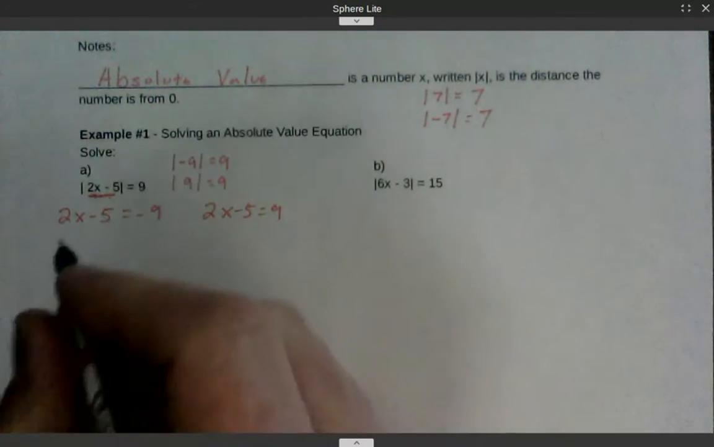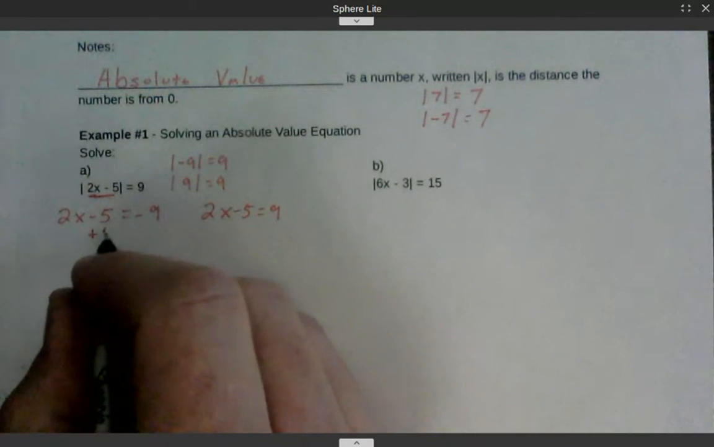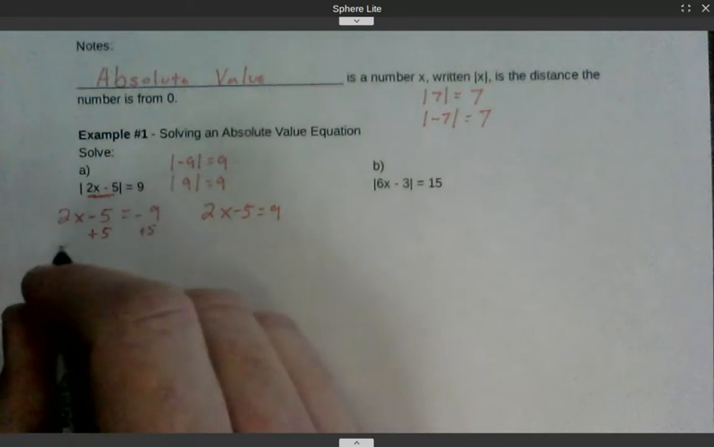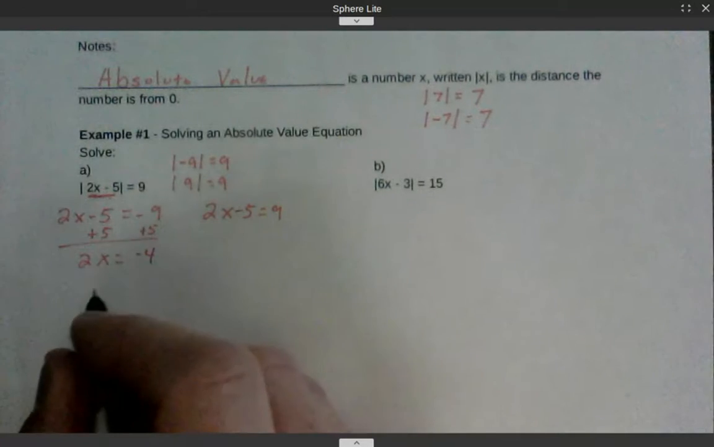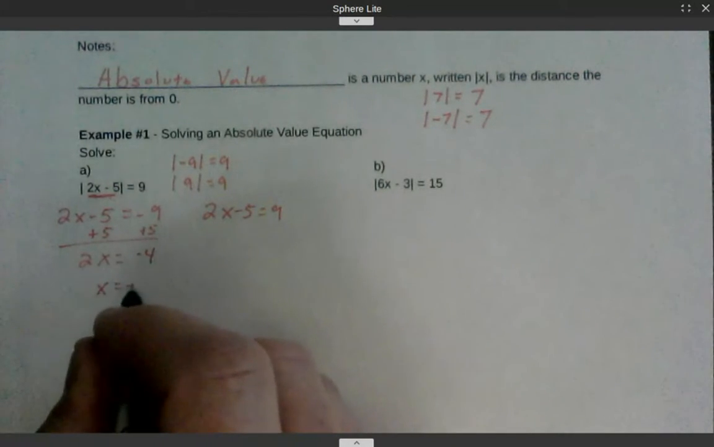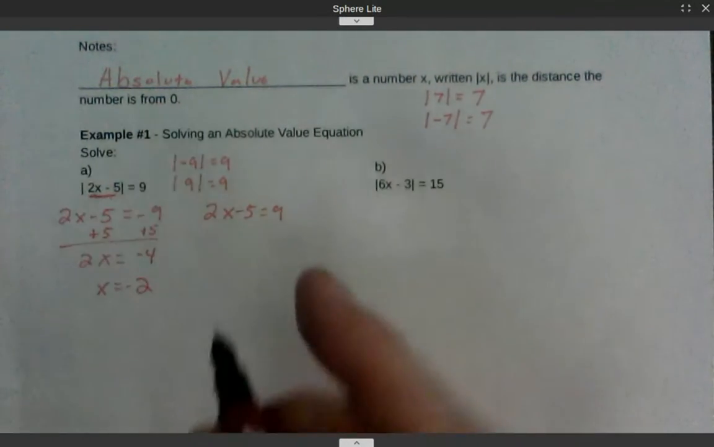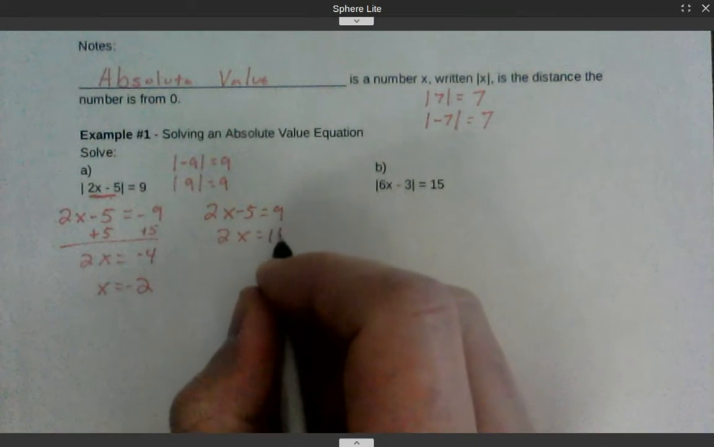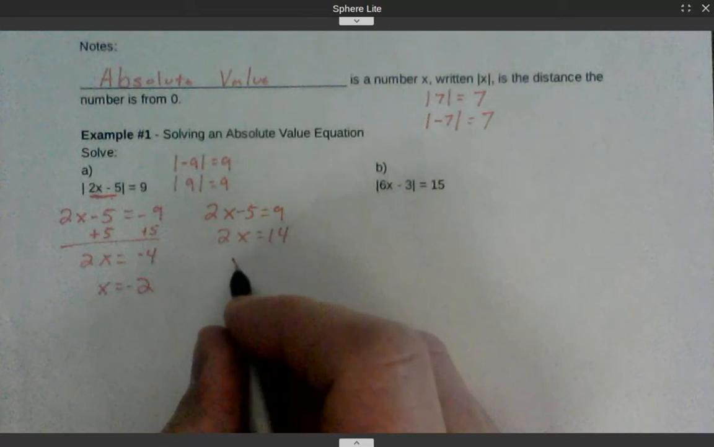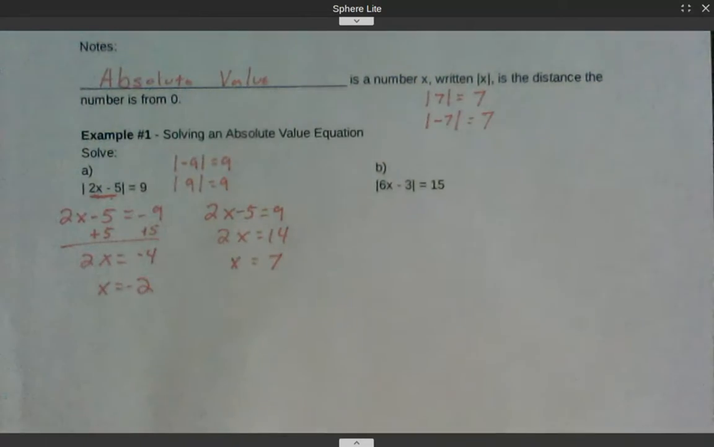If I add 5 to both sides, I will get 2x equals negative 4. Divide by 2, and I get x equals negative 2. If I solve this side, I'm going to get 2x equals 14. Divide by 2, x equals 7.